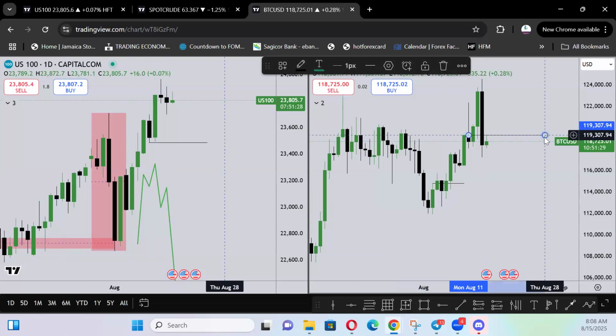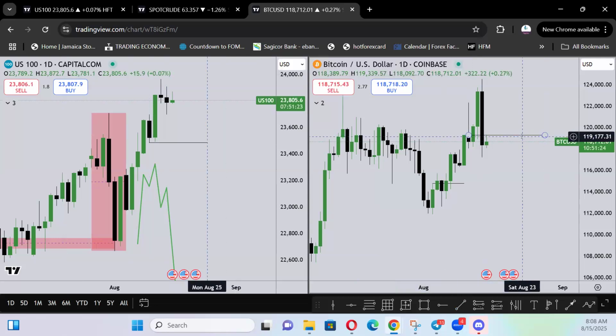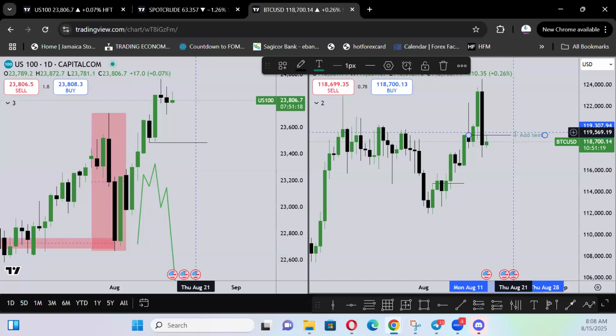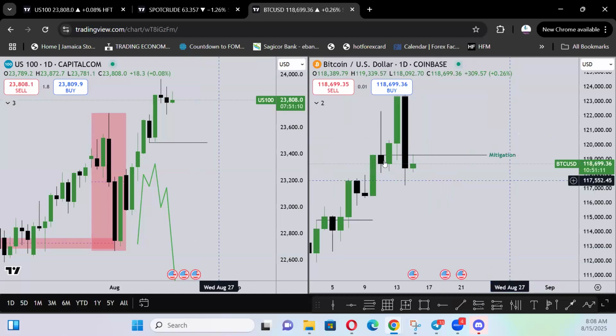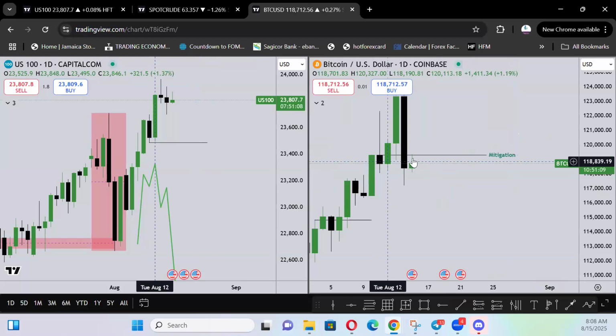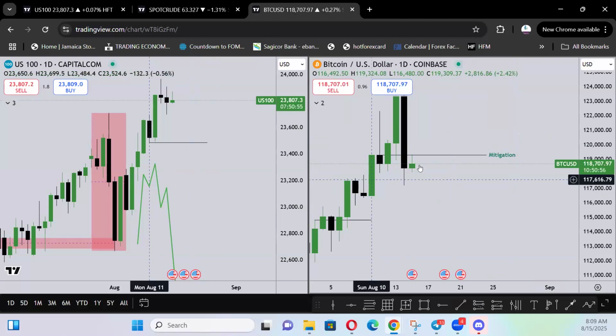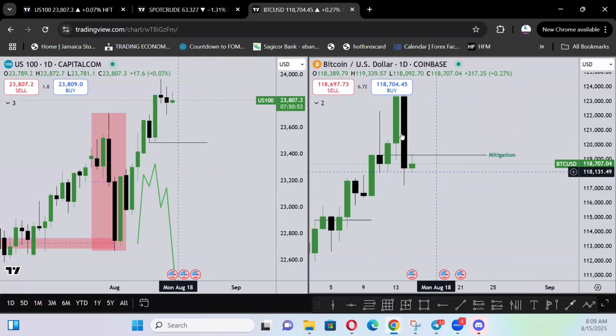I'm going to label that as mitigation. So again, what does it mean? It means once we close below this open price, you're looking for them to come back up, hit it like that, and then go lower. If you look at 7/28, was it yesterday or the day before? We're looking at something yesterday. We'll talk about it in a second when I go back to the lower time frames.